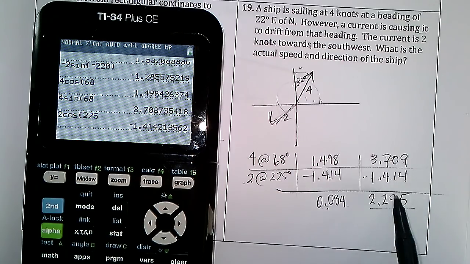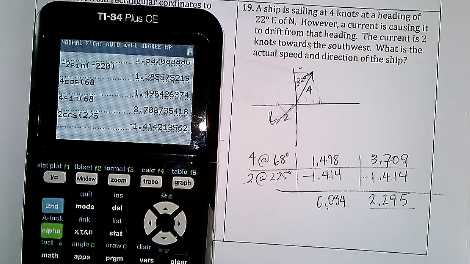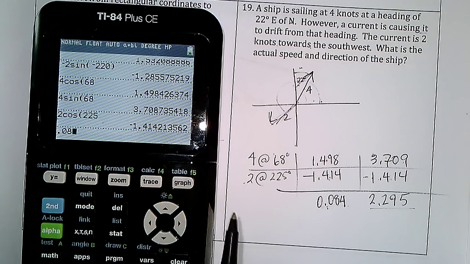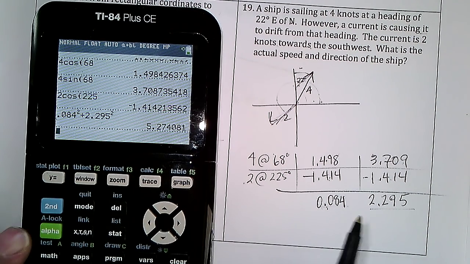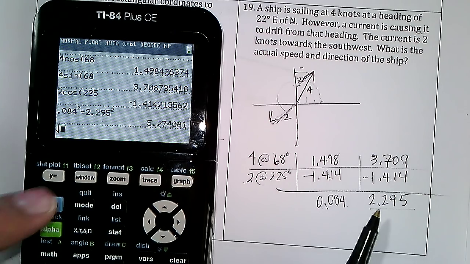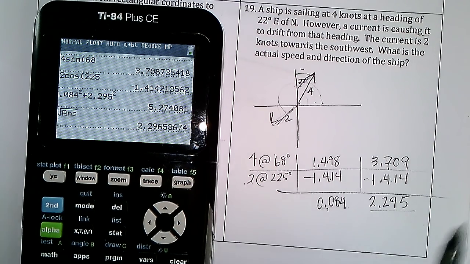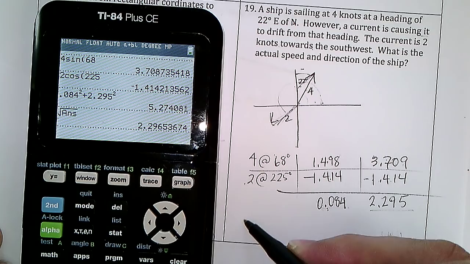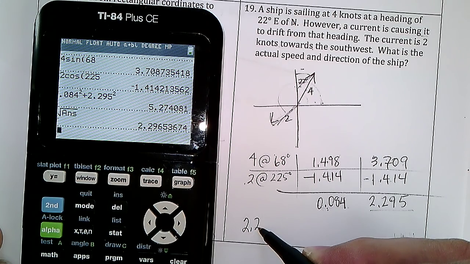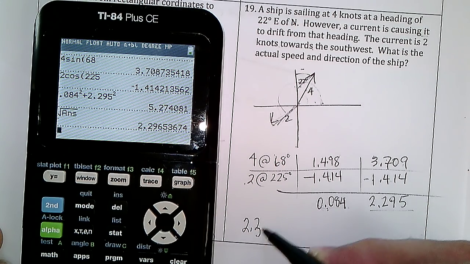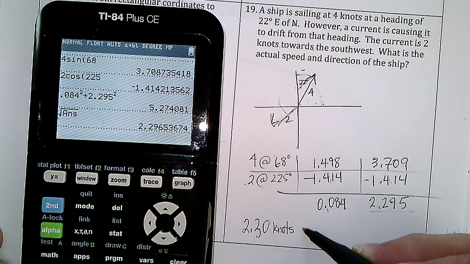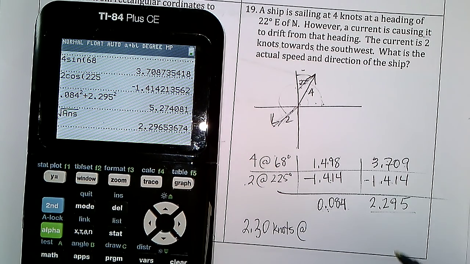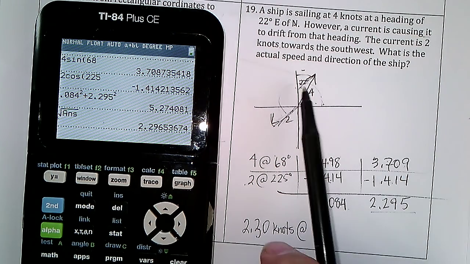So convert these back, so I got to square them. 0.084 squared plus 2.295 squared, square root, and the boat will actually travel at 2.296, 2.30 knots roughly. And its heading will be a little bit east of north.